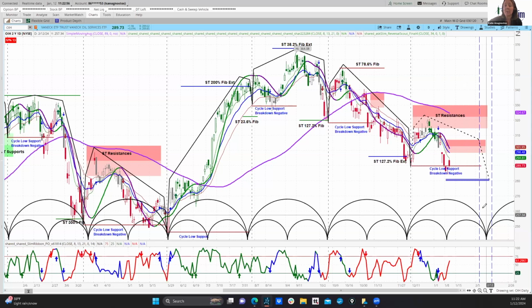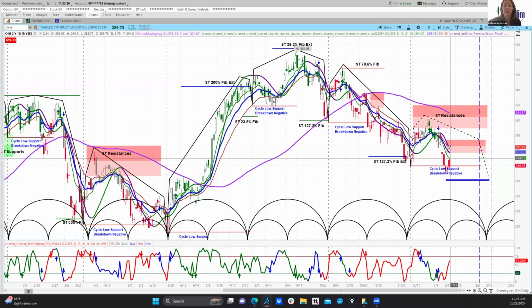Now, in terms of momentum on the daily chart, we have two momentum indicators. First, the reversal scout again, and that is showing negative momentum. The second indicator is our proprietary slim ribbon that colors the candles red, green, or gray, depending on momentum conditions, and our candles are red, showing negative momentum.